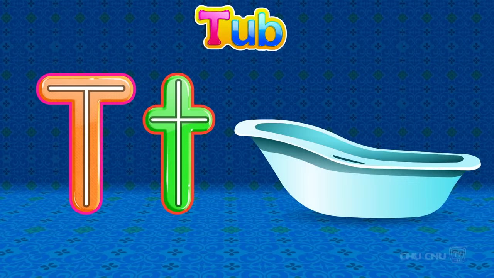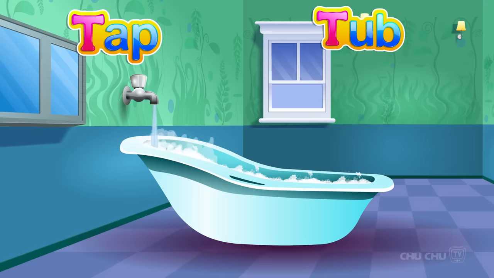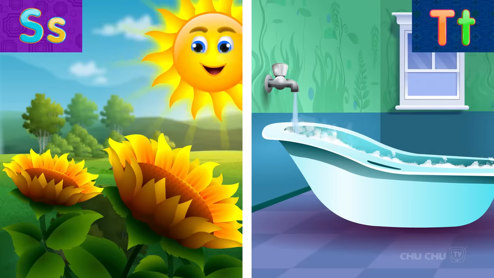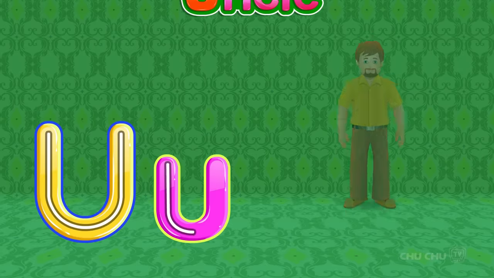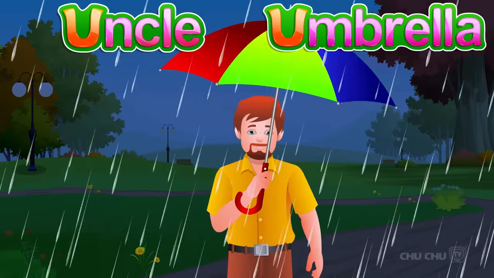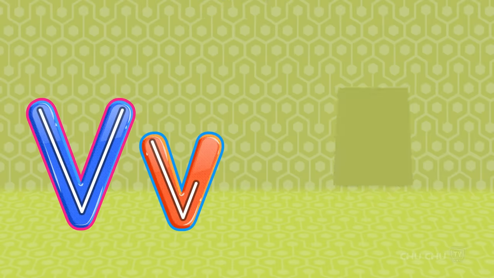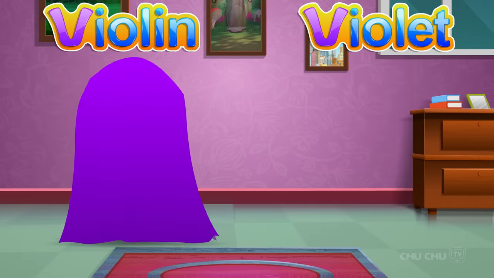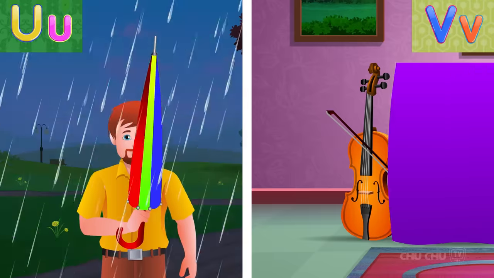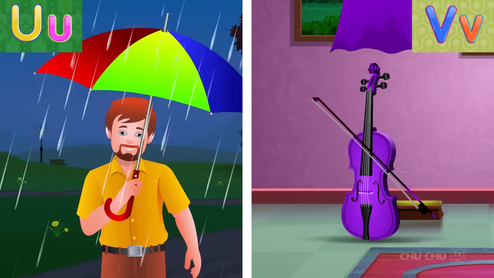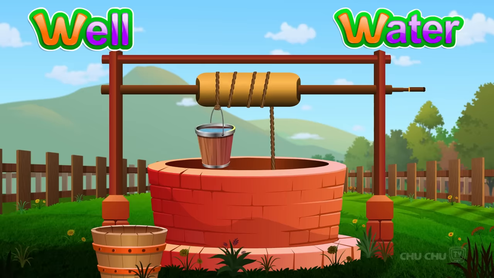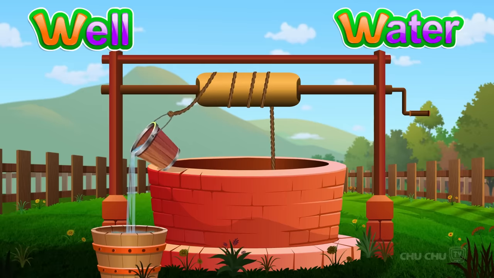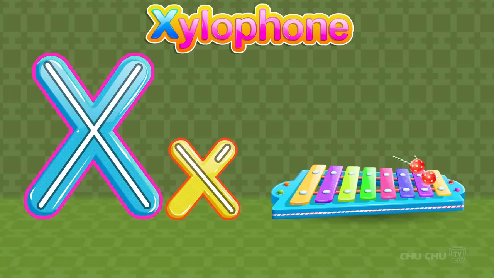T for tap. U for uncle, U for umbrella. V for violin, V for violet. W for well and W for water. X for xylophone, X for x-ray.